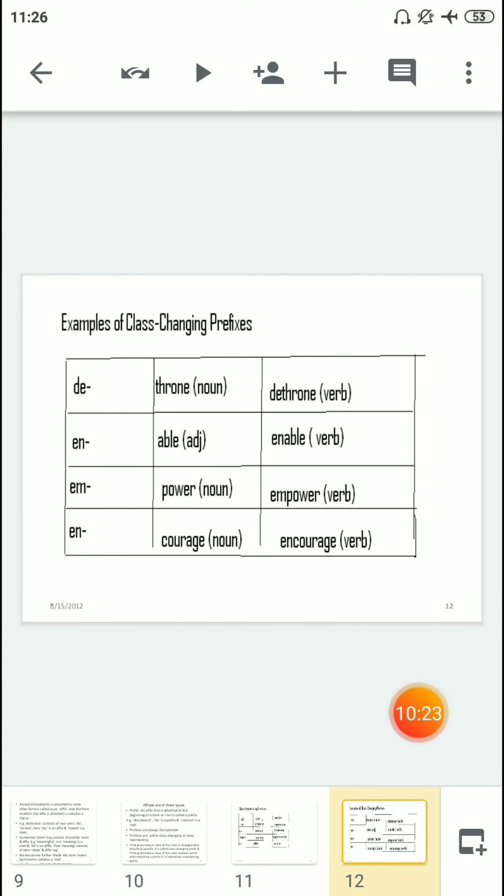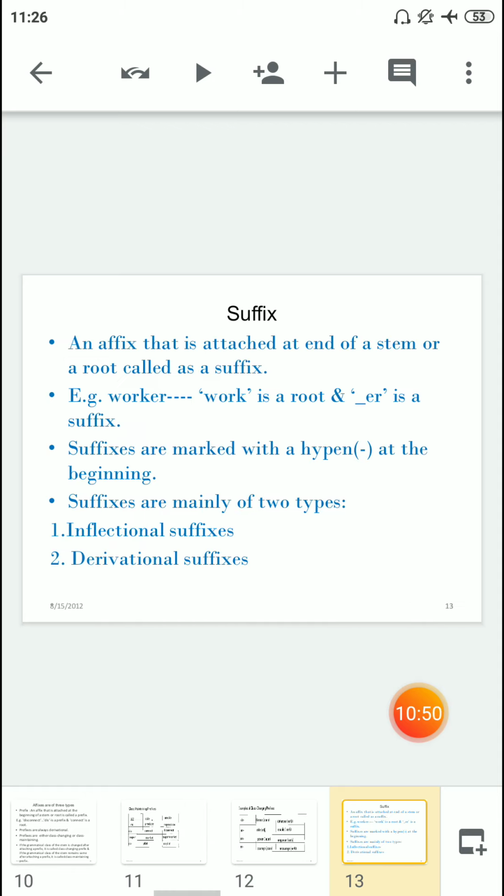Now the examples of class changing prefixes. De-thorn. Thorn is a noun, dethorn becomes a verb. Able is an adjective, and if we attach en, it becomes enable, and that is a verb. Power is a noun, and when you use em, it becomes empower, a verb. Courage is a noun, but encourage is a verb.